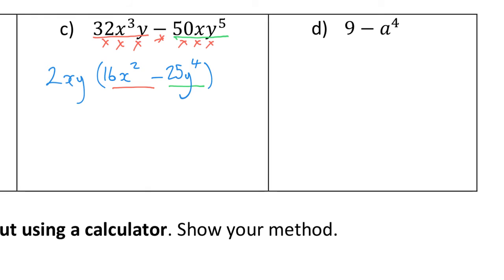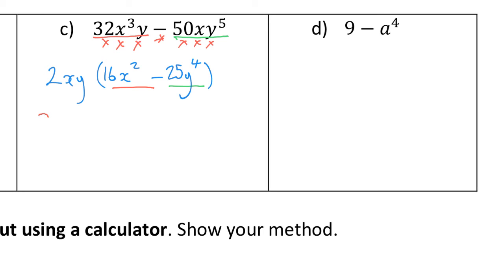16 is a square number, x squared is a square number, 25 is a square number, and y to the 4 doesn't really look like a square number, but we should know that square numbers have even indices. So y to the power of 4 is also a square number. So we can actually factorise the bracket.